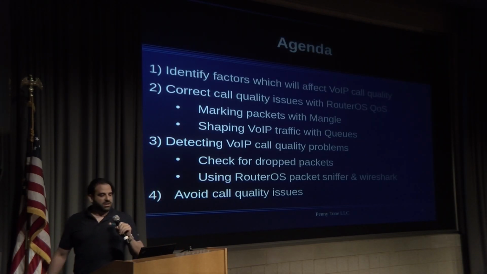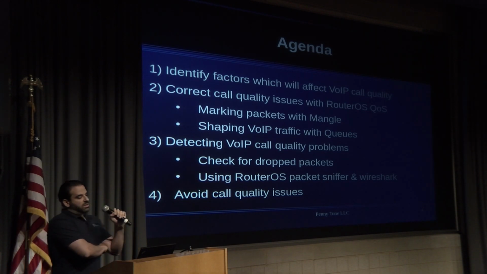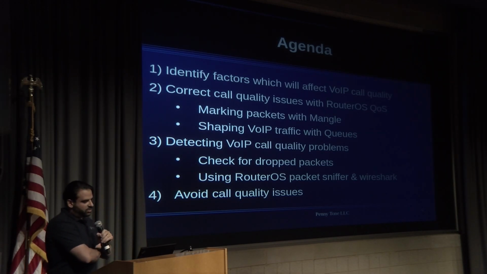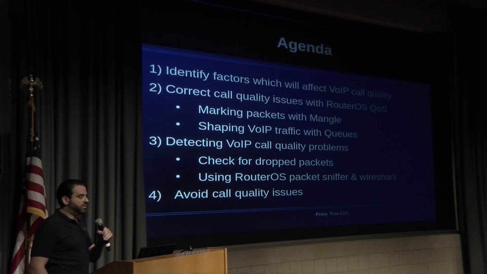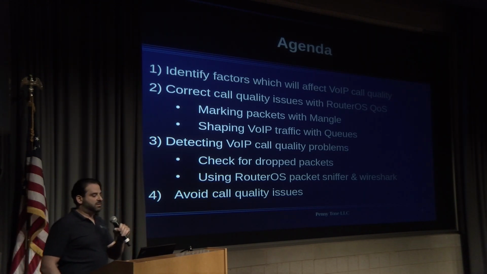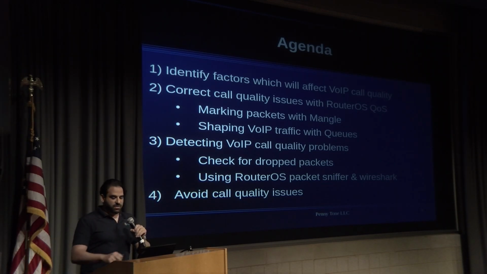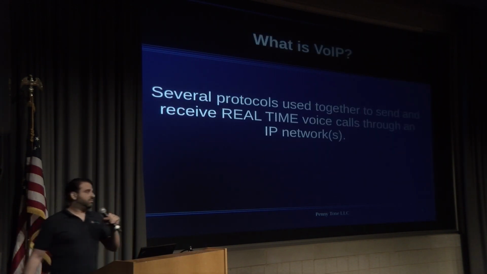So today's agenda is going to be to identify factors which will affect VoIP call quality. We're going to correct call quality issues with RouterOS QoS. We're going to be doing that by marking packets with Mangle, and we're going to be shaping VoIP traffic with queues. We're also going to be detecting VoIP call quality problems, and we're going to check for dropped packets in queue views, and we're going to use RouterOS Packet Sniffer along with Wireshark to analyze VoIP packets. And then I'll teach you how to completely avoid a bad situation from even stepping into that situation, so we'll get to that. And so to start, what is VoIP?